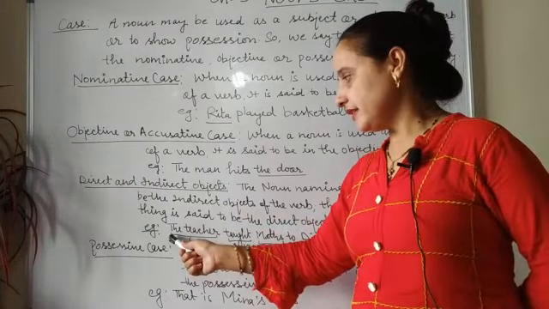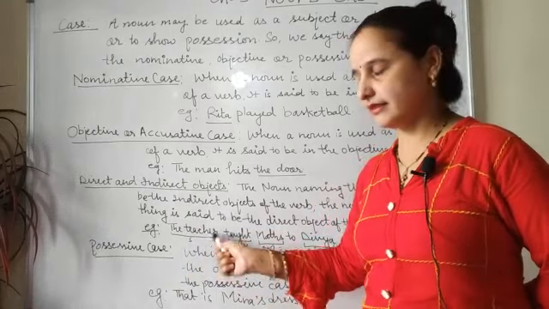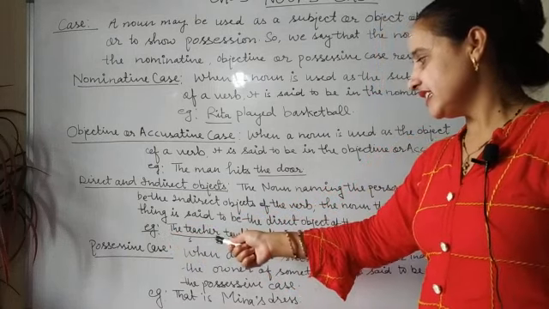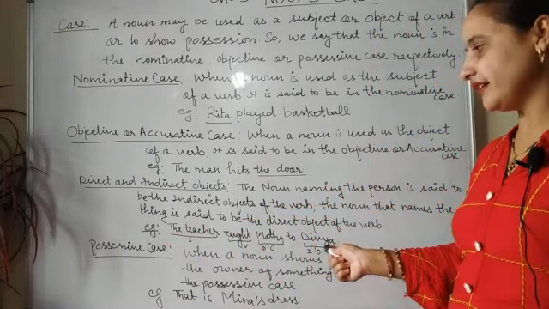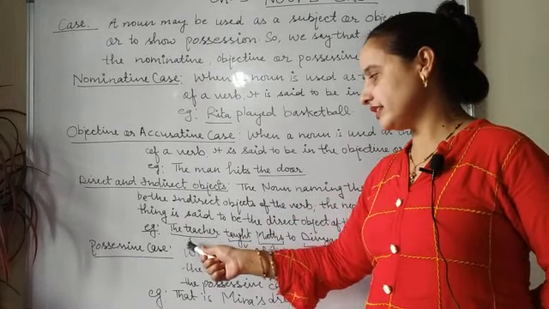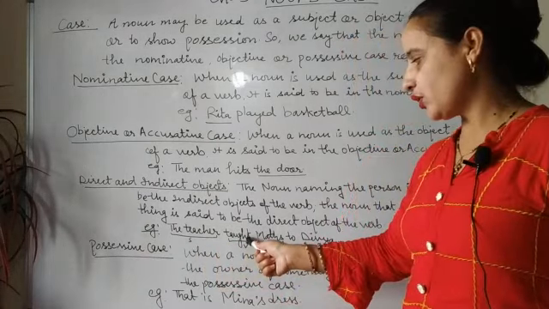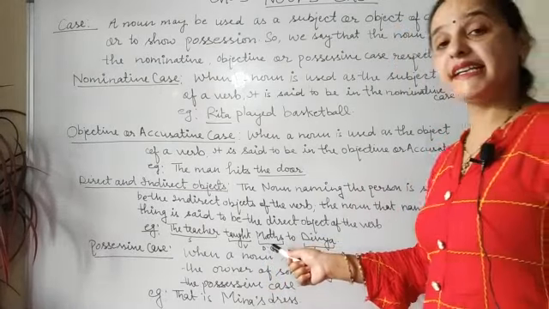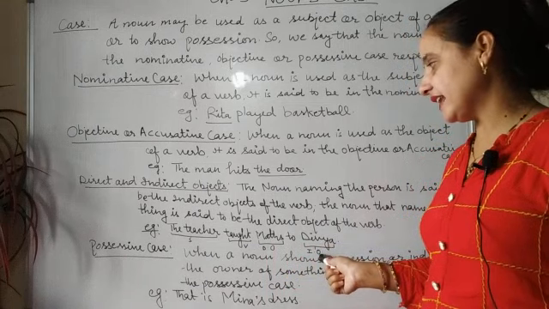Let's see the example here, students. I have written the example. With the help of examples, we can understand this difference. Example: the teacher taught maths to Divya. Step by step, we will understand. First of all, the teacher is the subject of the verb. Taught is the verb. Maths is the direct object. And Divya is the indirect object.